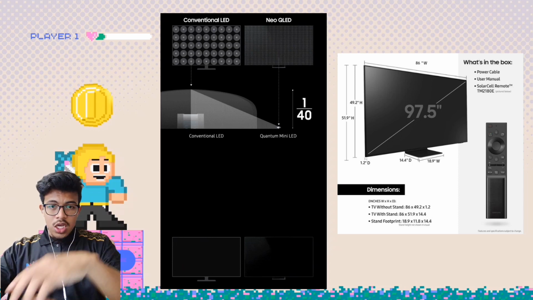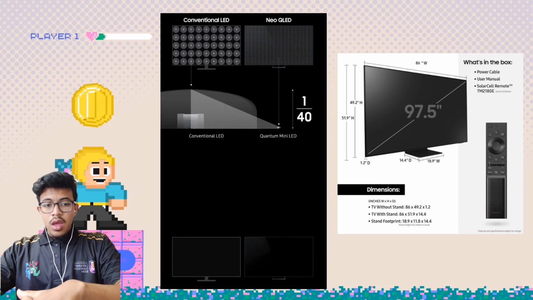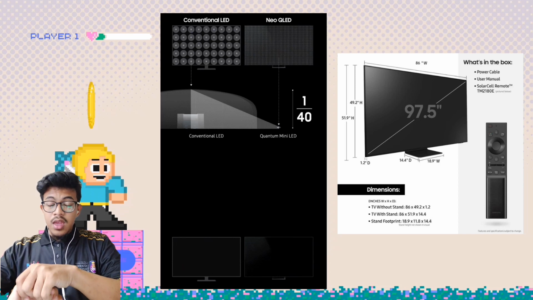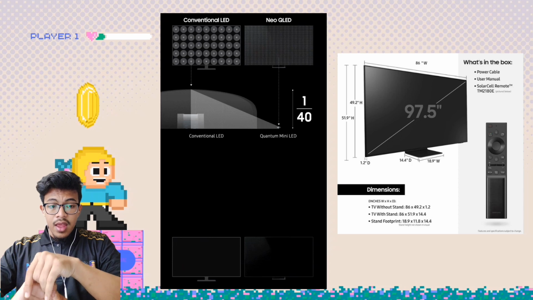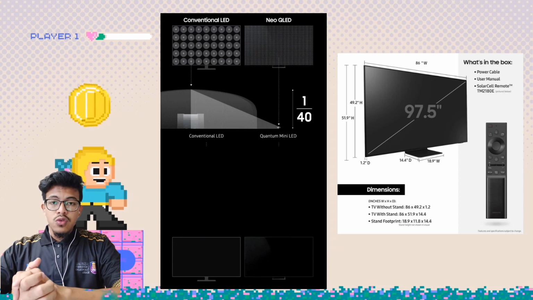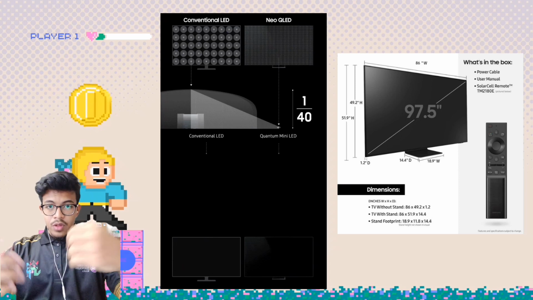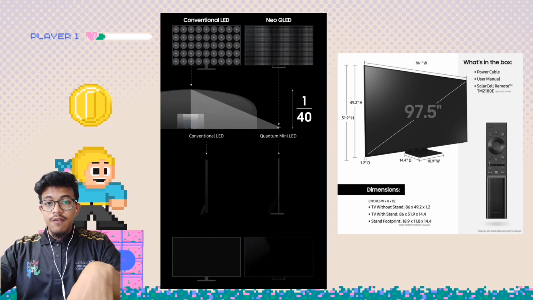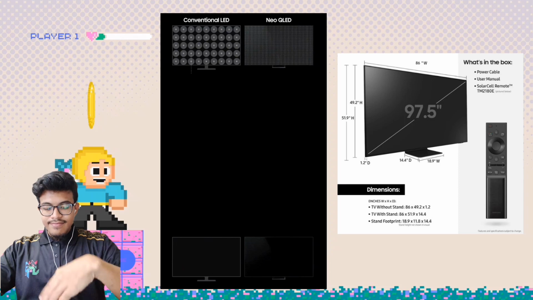So this is the specification of the television that we want to use. This is the Neo QLED television with 98 inches. So without further ado, let's move on to our next member to solve our first case and the first problem that we found.